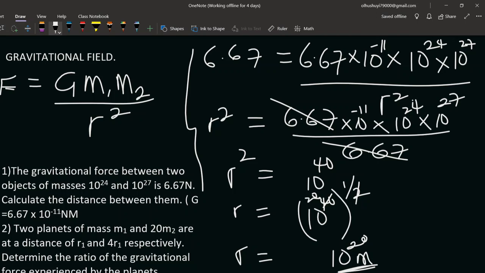So that's what we have as the answer to that question. So we are good to go. That is 1.1 times. It doesn't change anything. It's still 10 raised to the power 20 meters. Quickly we move to question 2.